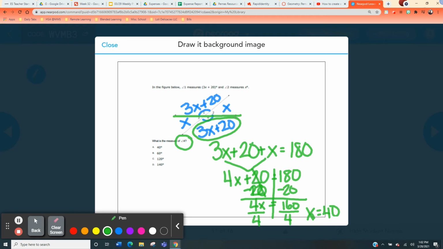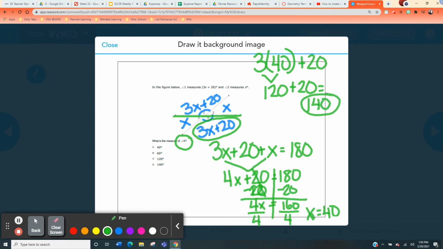So the answer is not 40. I have to plug in my 40. So it would be 3 times 40 plus 20. So 3 times 40 would give me 120, plus 20 more would then give me 140. So this would be 140, making my answer D.